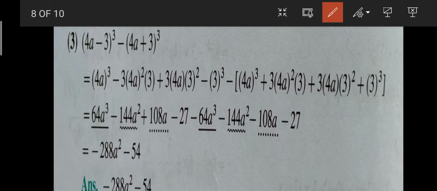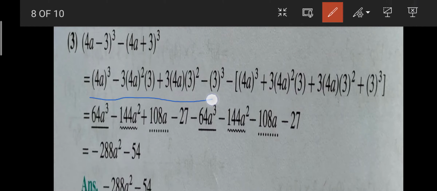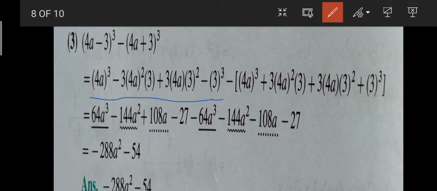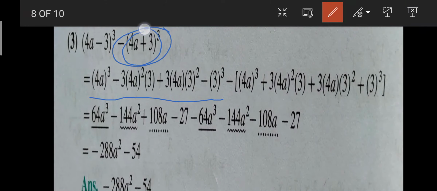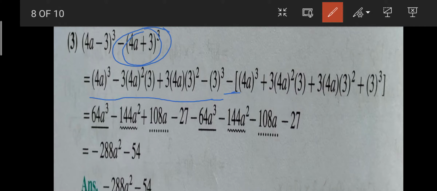So similarly as done earlier, we will open the bracket. So we will get as our answer 4a cube minus 3 into 4a square into 3 plus 3 into 4a into 3 square minus 3 cube. And this for the minus that we have. So what we have done here, students, is we have put this minus sign outside, and then we have opened the bracket inside by making the brackets that you can see over here. Here we have made two brackets.